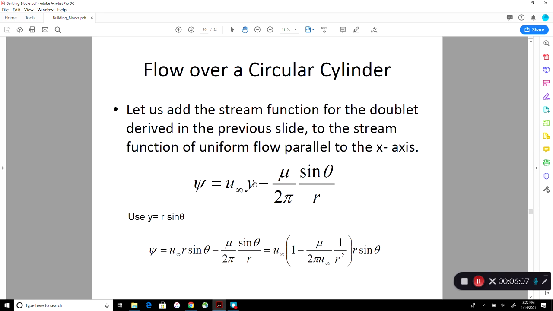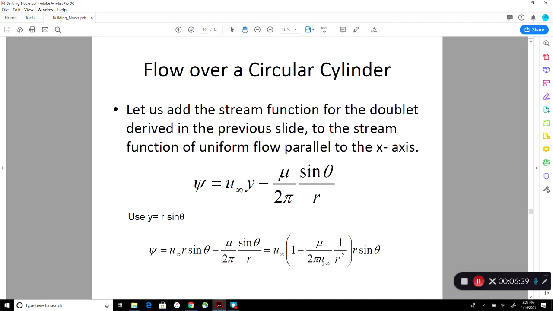This is in Cartesian system, this is in polar system, so we need to go to one system or the other. So we put y equal to r sine theta from the polar coordinates. Then you get u infinity r sine theta minus mu over 2 pi sine theta over r. Now, sine theta is common to both terms, so I can take it outside. So I'm going to take an r sine theta outside, and I'm also going to take u infinity outside. Then you get 1 minus mu over 2 pi.